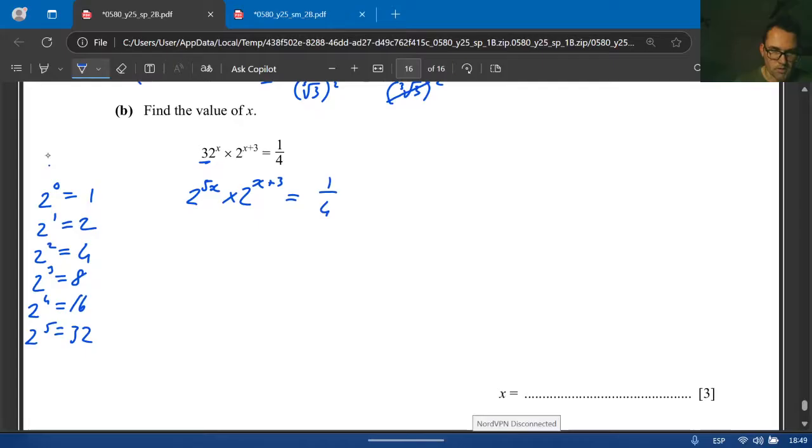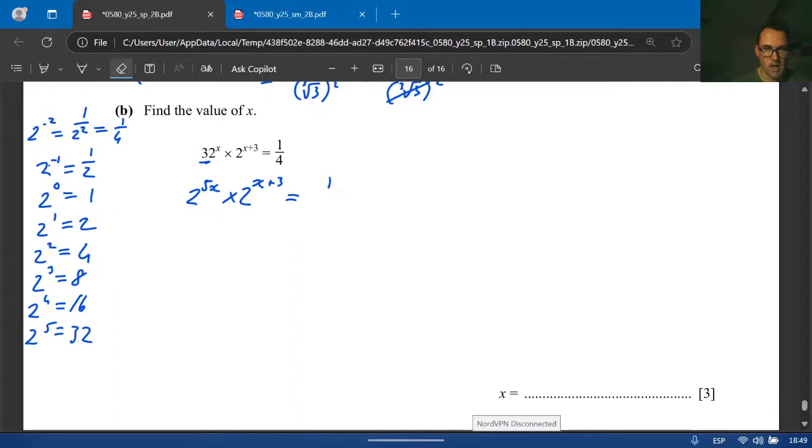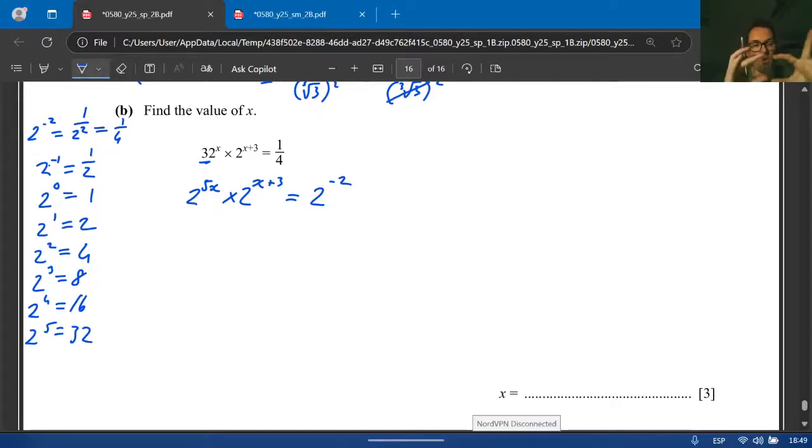That was good. What if we continue it the other way, right? 2 to the power of minus 1, of course that's a half. Remember, the 2 just goes below the line. 2 to the power of minus 2, that will be 1 over 2 squared, which is a quarter. Nice. So we can write that 1/4 as 2 to the power of minus 2. Now all the base numbers are the same.